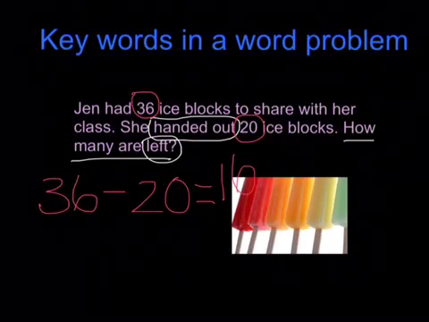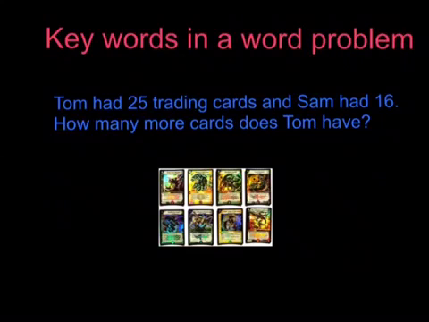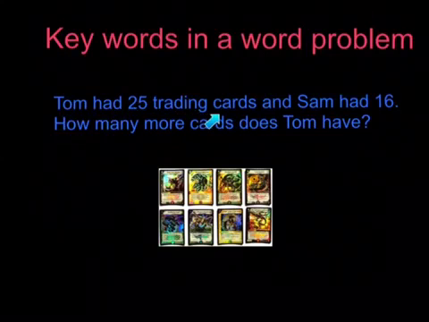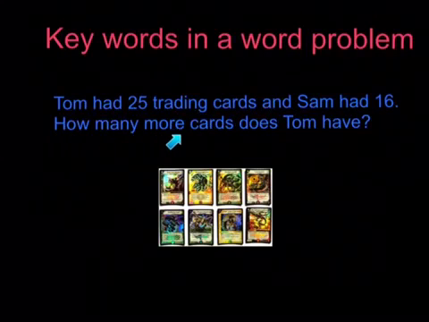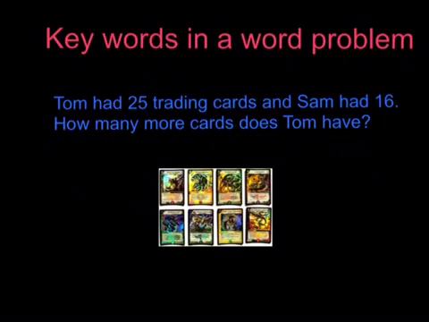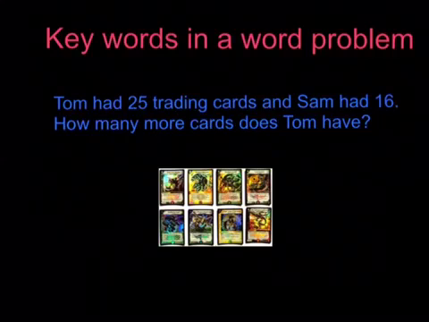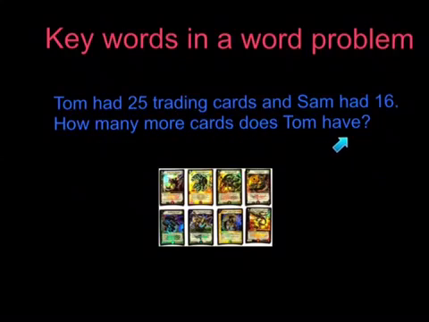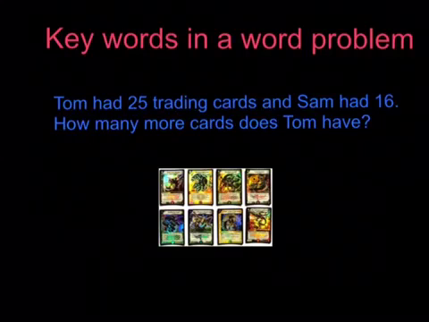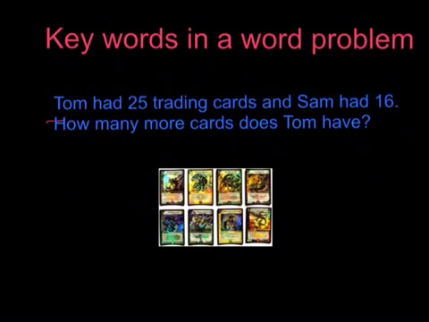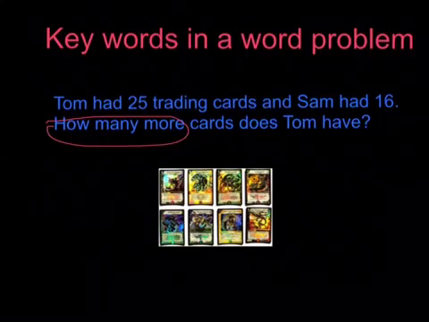Let's have a look at some more word problems. This one here. Tom had 25 trading cards and Sam had 16. How many more cards does Tom have? Now this is sometimes a little bit tricky. When we're saying how many more does someone have than someone else, we do a takeaway or a subtraction. Okay? So here are the key words. How many more does someone have than the other person?